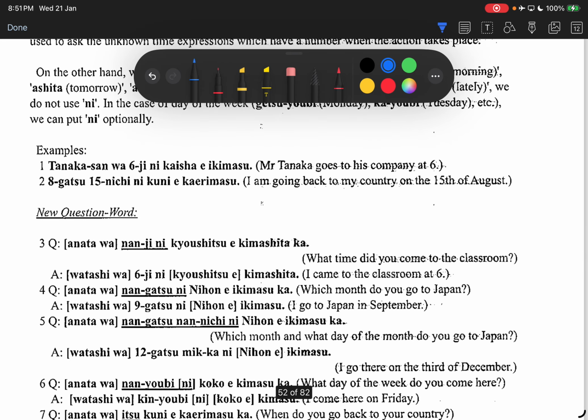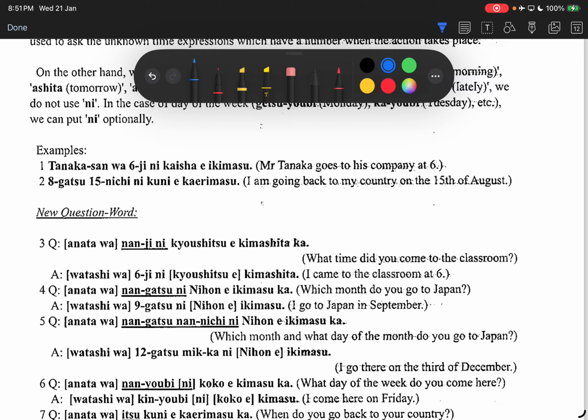Example 1. 田中さんは6時に会社へ行きます。Right, so this is the example here. Right, during this 6時に, so at 6 o'clock, go to company. Number 2. 8月15日に国へ帰ります。Right? So during August 15, I will go back to my country. Right? So during or on that day. Okay, so basically this ni particle is just to tell people that, oh, the time frame is as such. Like during this time, I will go back to this place, I'll be doing this, I'll be doing that. Alright, so it's more like during this time.